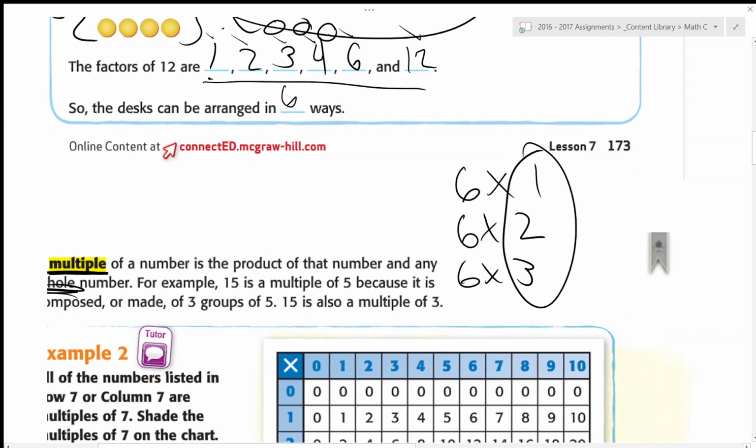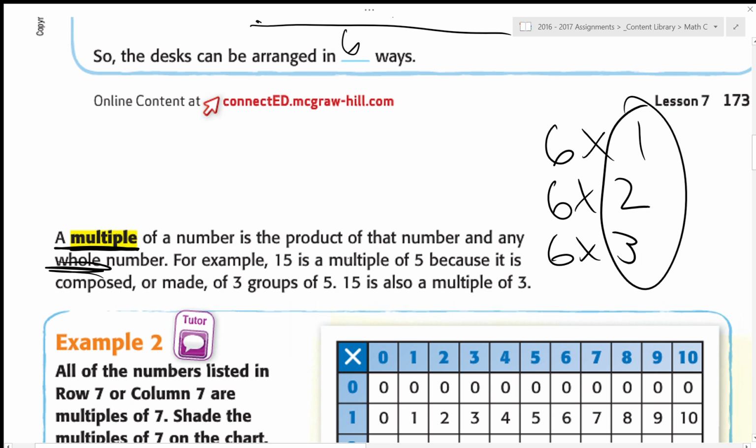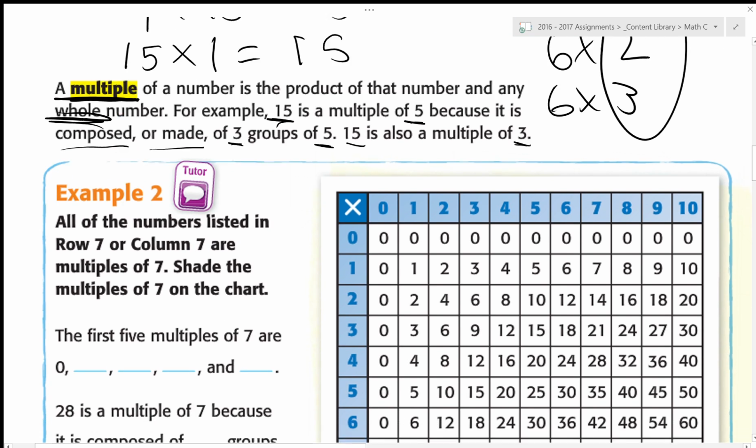And so it gives an example. 15 is a multiple of 5 because it is composed or made of 3 groups of 5. 15 is also a multiple of 3, and it would also be a multiple of 1 because 1 times 15 equals 15, and also 15 is a multiple of 15 because 15 times 1 equals 15. So we can figure out the multiples of a number.